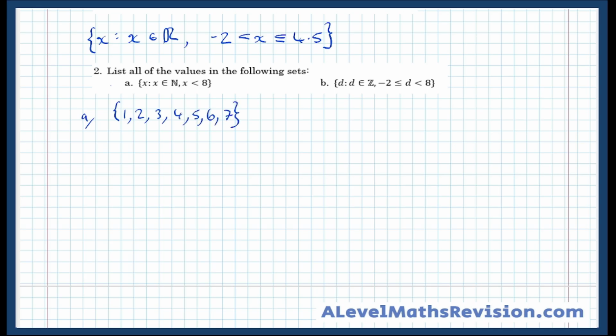And that's the set there. Part B. The set of all d values such that d is an integer, where d lies between -2 but less than 8. Okay, -2, -1, 0, 1, 2, 3, 4, 5, 6, and 7 are the numbers there.